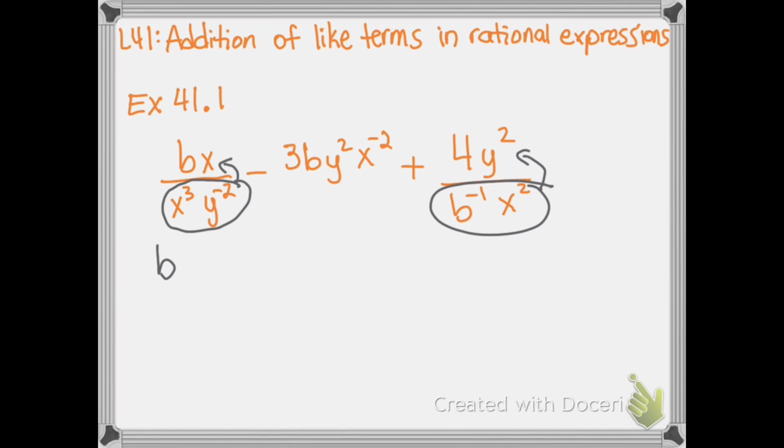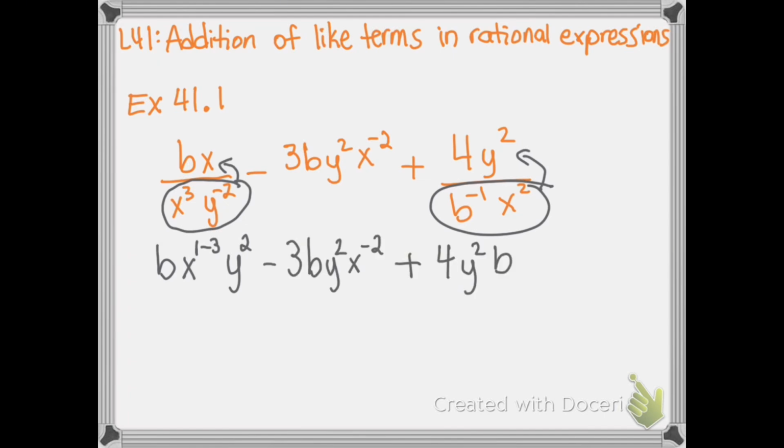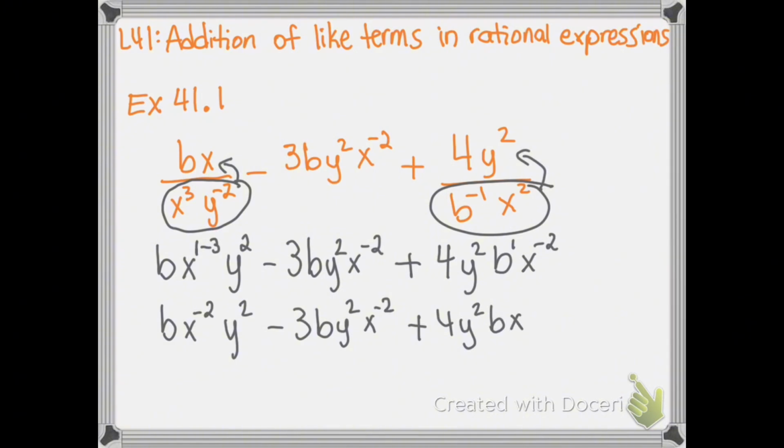So remember, when we pass to the top, we change the signs. So in this case, it's going to be 1 minus 3. And then the y that is negative 2 is going to be positive 2. The next one stays the same. And in the last one, we change the negative 1 for a positive 1, and then the 2 for a negative 2. When we simplify, we get bx^-2y^2 minus 3by^2x^-2, and then plus 4y^2bx^-2.